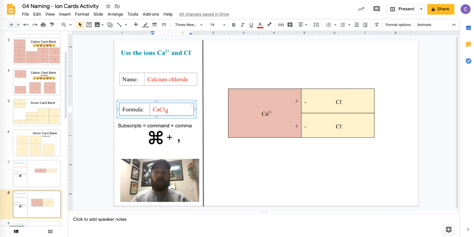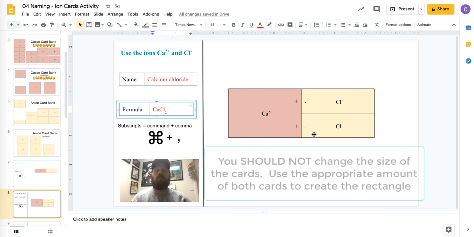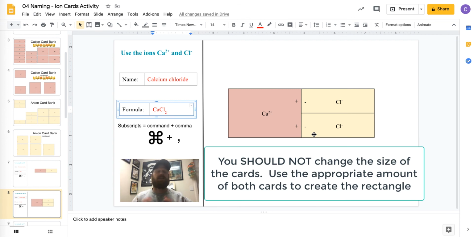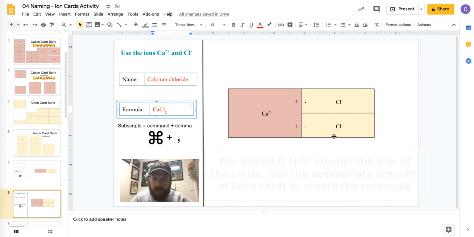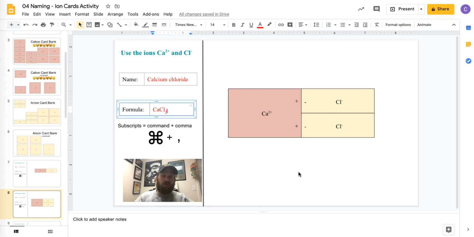A couple things to remember. A correct model using the cards will make a rectangle. If your model does not make a rectangle, you haven't done it correctly. All you have to do is get the number of positive charges to equal the amount of negative charges. When you are done with slides 9 through 18, there should be no cards left in the cation and anion banks. You should have used them all.